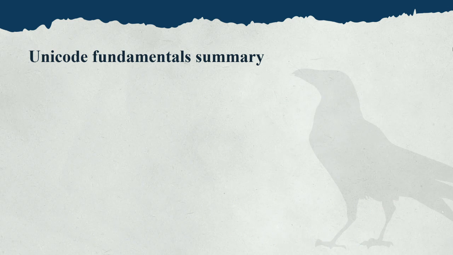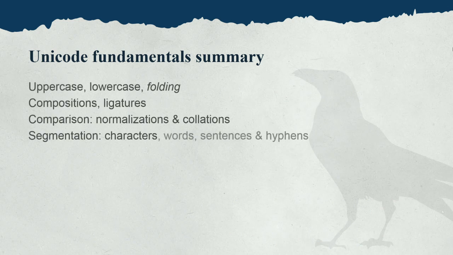Okay, so summary for Unicode fundamentals. We saw that we have a concept, which is the case of characters, which leads to something we call folding, case insensitiveness. We have composition, ligatures. We have an issue with comparisons. So how do we compare that déjà and déjà? We have collations, so how do we order things?